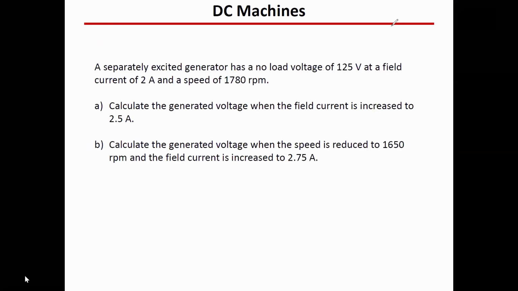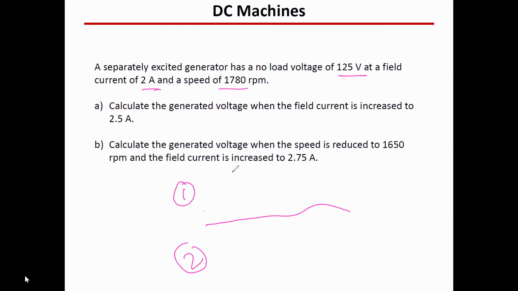Okay. Again, this is another very simple example, similar to what we did before. It's about the ratio before and after. Just do it at home; there is no point in doing it here. Usually, I solve half of the question and I leave the other half for you. So here, for example, you have 125 terminal voltage, field current of 2 amp, speed of 1780. Calculate the generated voltage. So what is EA, when the field current is increased to 2.5?